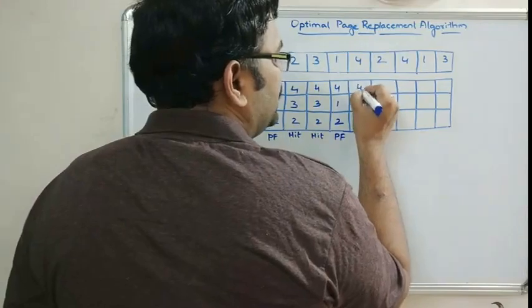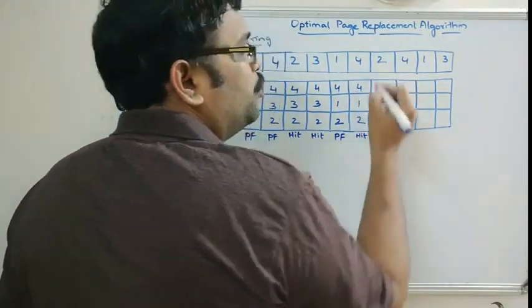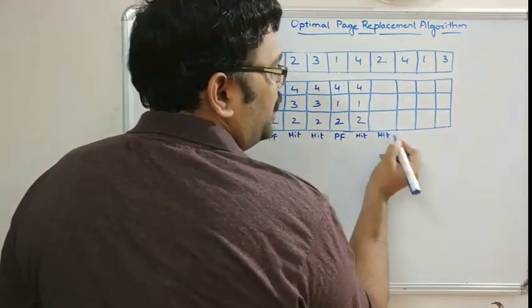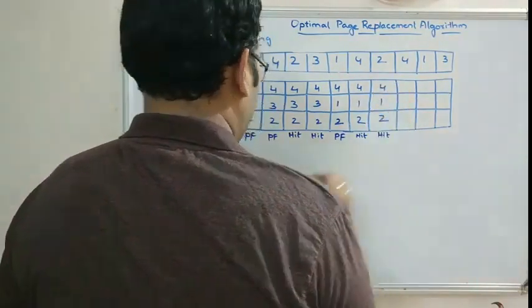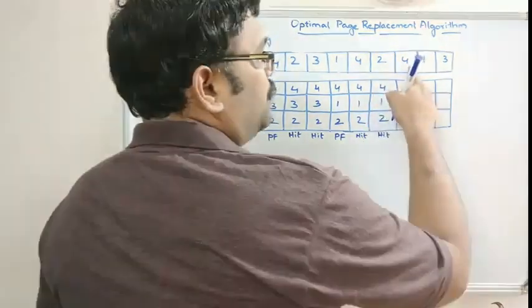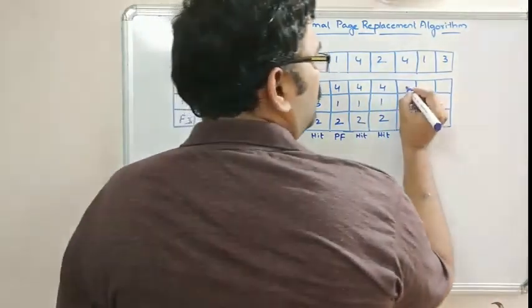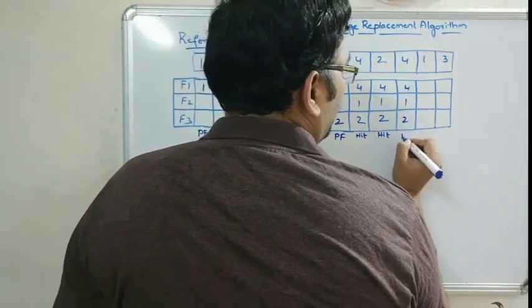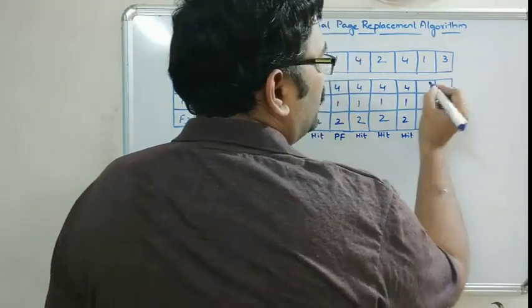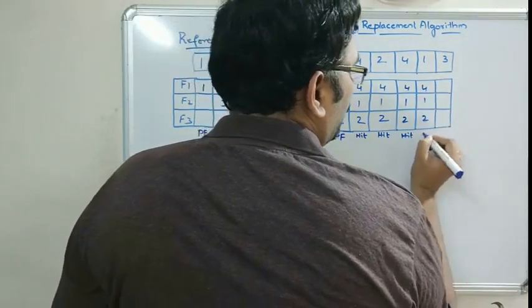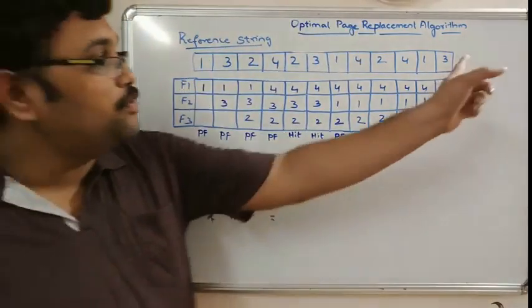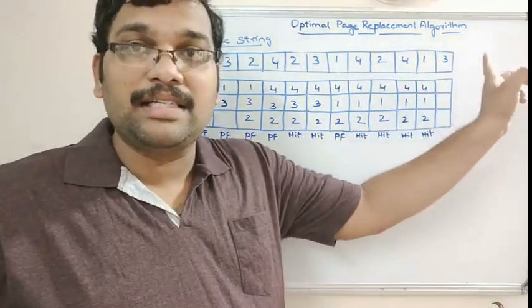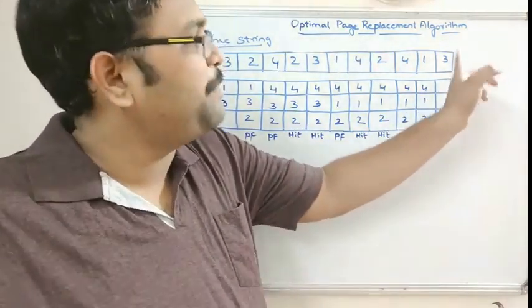So we did not change anything. And 2 is also available here, so again a hit. We need not change here. And 4 is already available, so we need not change. Again it's a hit. 1 is already there, so again it is a hit. And 3 is not there, and 3 is the last page of the string.